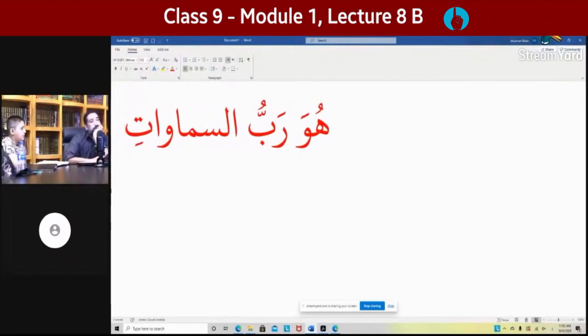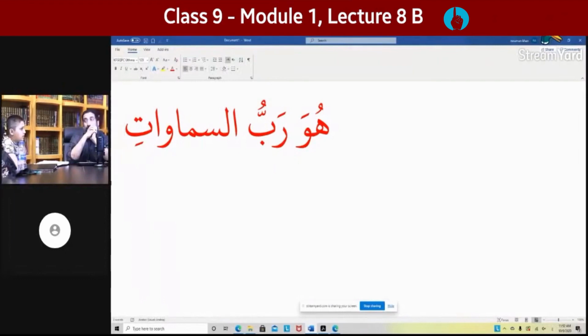Huwa Rabbus Samawati. Huwa is he is. What do you think is the relationship between Rabbu and Samawati? You know the fragments, one of them. Is it a harf of jar? Ba, ta, kaf, lam, waw. Rabbu. You shouldn't go to noun and adjective first. You should check mudaf and mudaf ilayh first. Rabbu doesn't have tanween and it's light, so that gives us suspicion.